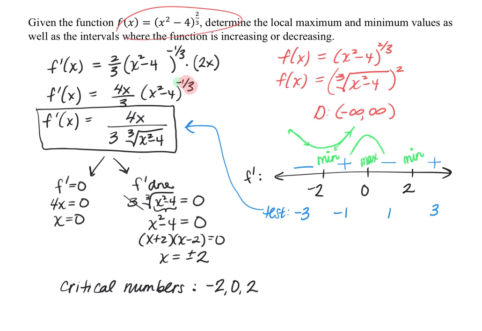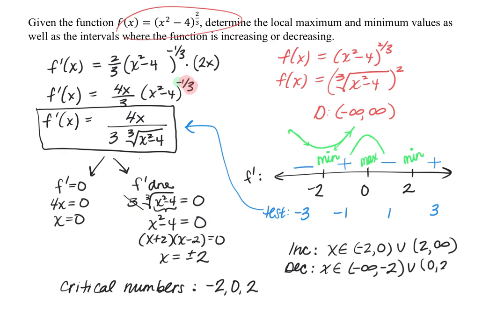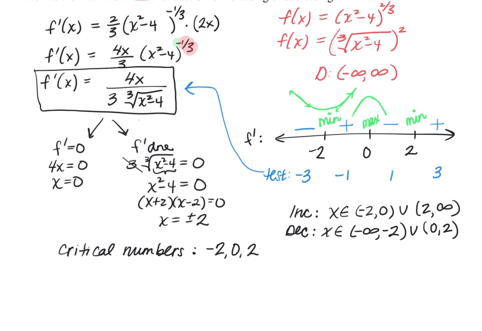Now the increasing intervals will be where we have positive first derivatives. So the function is increasing on the interval -2 to 0. So x is an element of the interval from -2 to 0, and then it increases again from 2 to infinity, where the first derivative is positive. Then the original function must be decreasing from -infinity to -2, and then again from 0 to 2. So that first derivative is going to tell us the intervals where the function's increasing and decreasing, and then it also tells us about our maximum and minimum values.